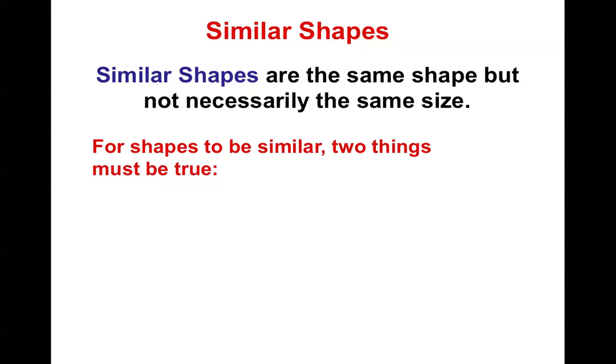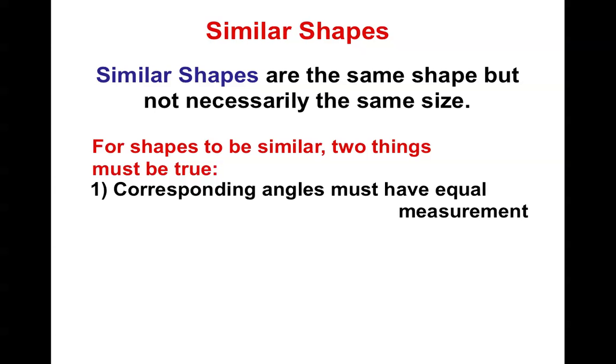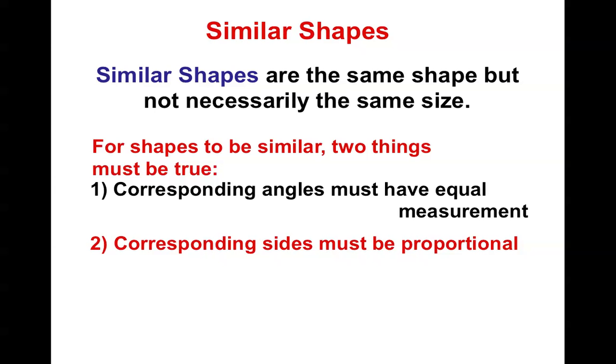In order for shapes to be similar, two things have to be true. One, all the angles have to have equal measurements. And two, all the sides must be proportional. So we're going to use some 7th grade math in here to be able to tell if our sides are proportional.